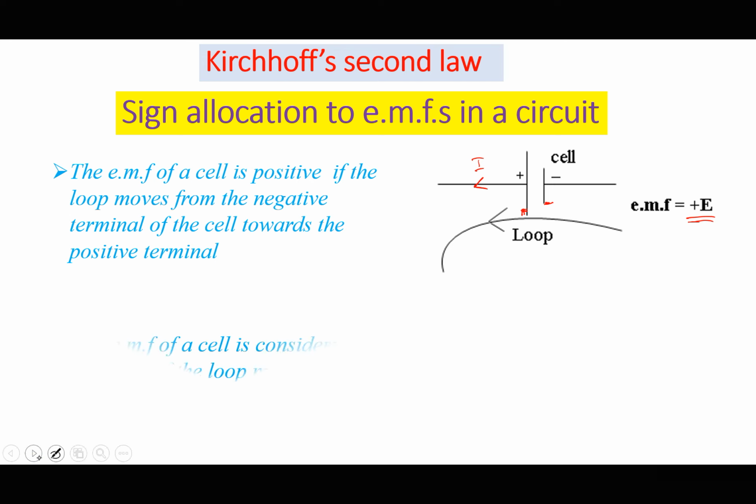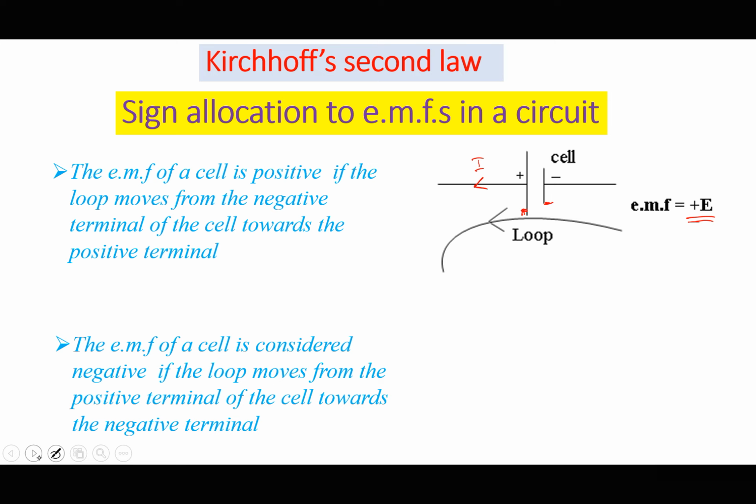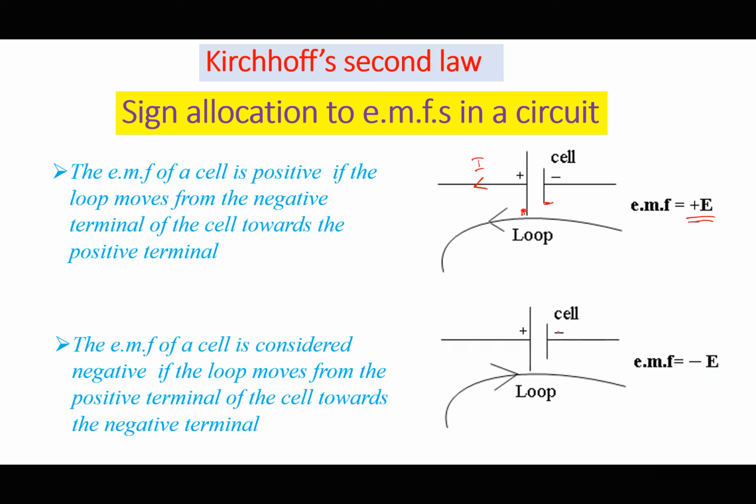On the other hand, the EMF of a cell is going to be considered negative if the loop moves from the positive terminal of the cell towards the negative terminal. What do I mean by that? In this circuit, I have chosen a loop which is in the opposite direction to that of the current from that particular cell, because current flows from positive to negative. So if the loop is in the opposite direction to the current which comes from that particular cell, the EMF will be negative. Or if in moving around the circuit, I meet a positive terminal before a negative terminal, then that EMF will be considered negative. That is a sign convention.